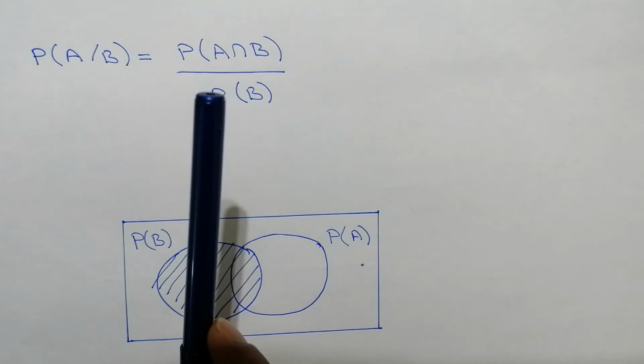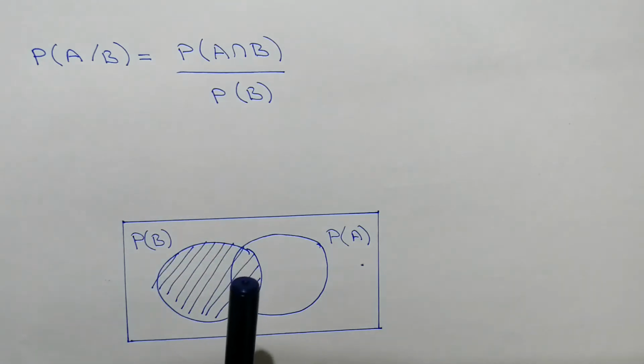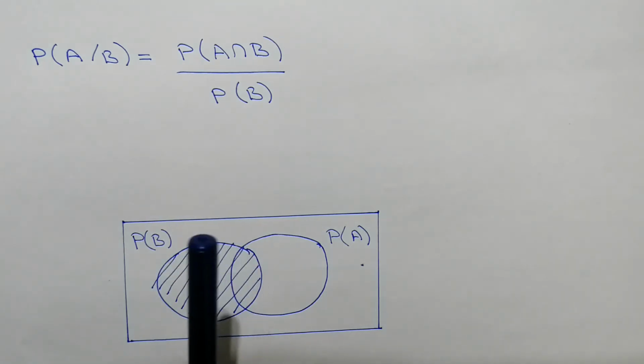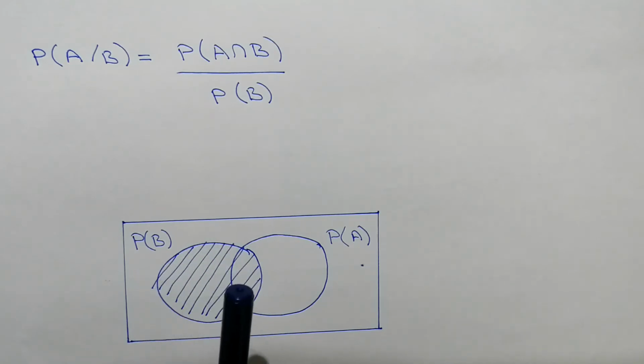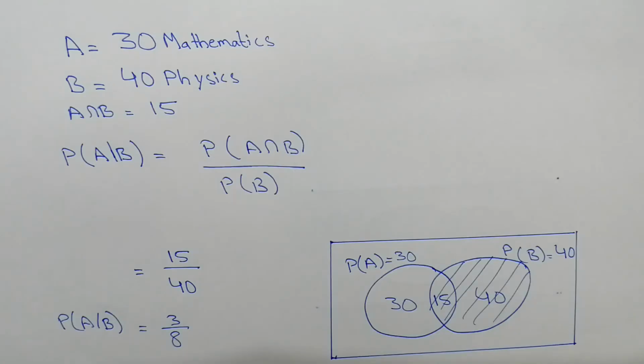So this is the conditional probability. We are only interested in the events that occur in B. So amongst those, how many of those events occur in both A and B? We are actually interested in this part, or we can say, how much of A is in B.